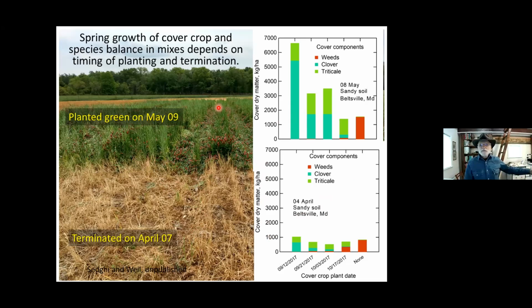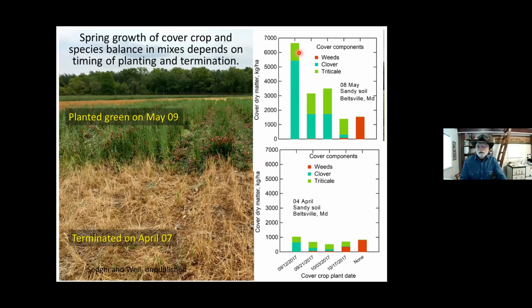The earlier we planted in the fall, the more clover we got. So this first bar is where we planted on the 9th of September. Second bar was the 21st of September, 3rd of October, 17th of October. And this is without a cover crop, just weeds. So of course we had weeds growing.